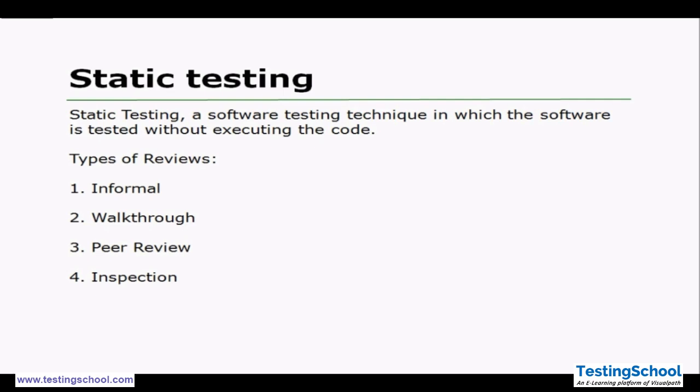Static testing is a software testing technique by which software is tested without executing the code. So basically we have different types of static testing: informal reviews, walkthroughs, peer review, and inspection. So these are the techniques by which static testing is performed.